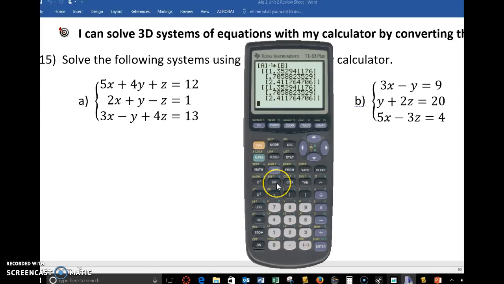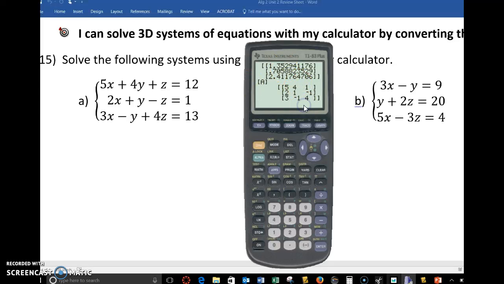1.352, 0.705, and 2.41. Hopefully I did that one correct. Let me check matrix A to make sure I typed it in correctly, because that doesn't look very good. Nope, that's right: 3, negative 1, 4. Good thing we had a calculator for that one, because those are messed up numbers. If you were taking a test, I would just round those numbers.